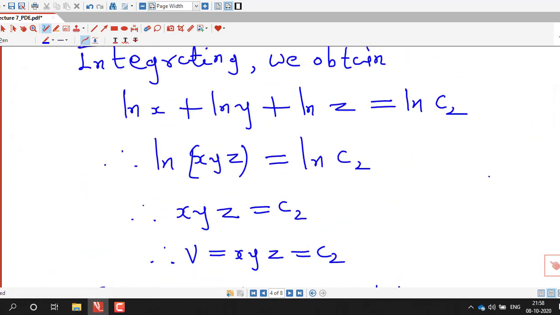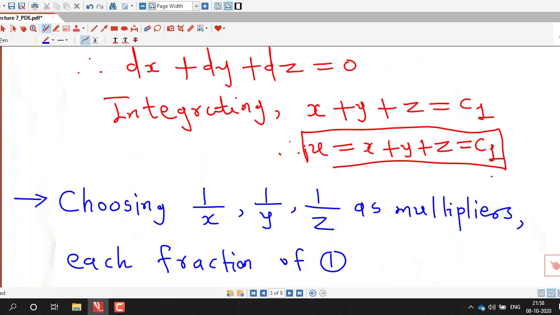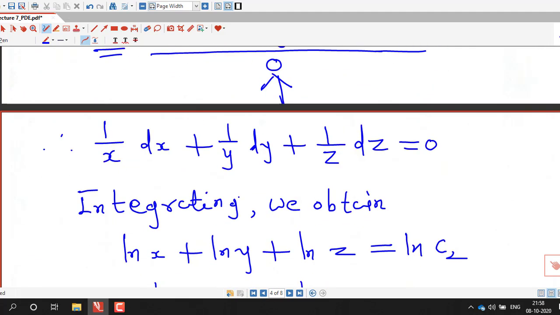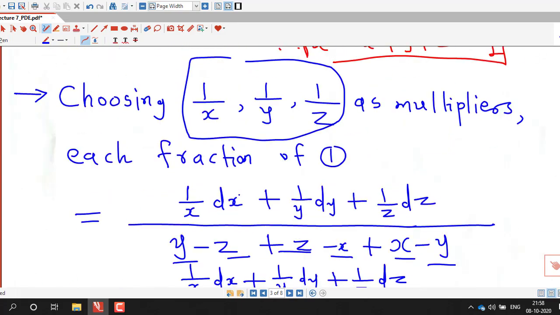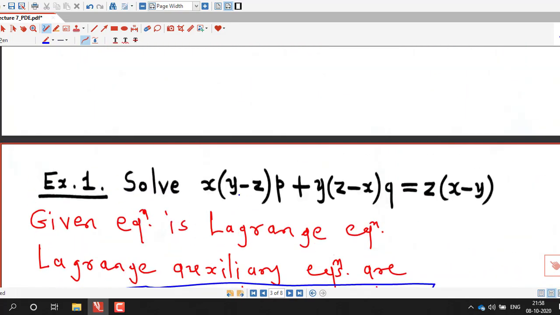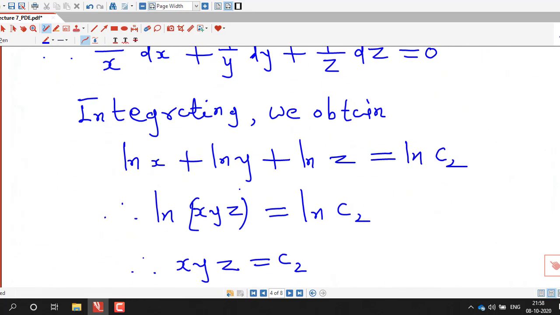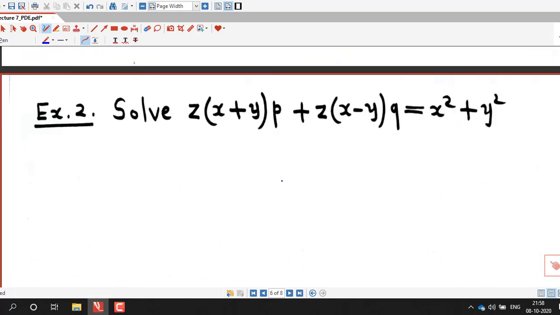So in this example, it is possible to find out appropriate fractions in such a way that we obtain 0 in the denominator, so that we are able to find out the integrals by direct integration. So in this way you can decide the appropriate set of multipliers and you can solve the resulting partial differential equation. So we can consider one more example.